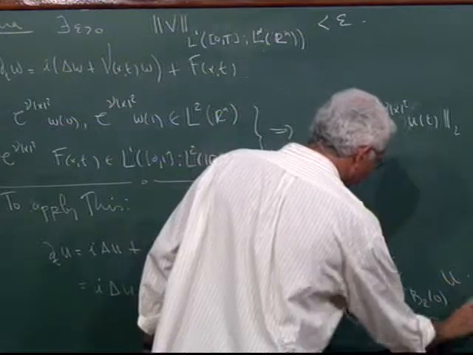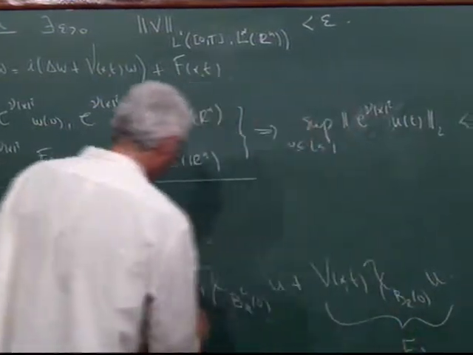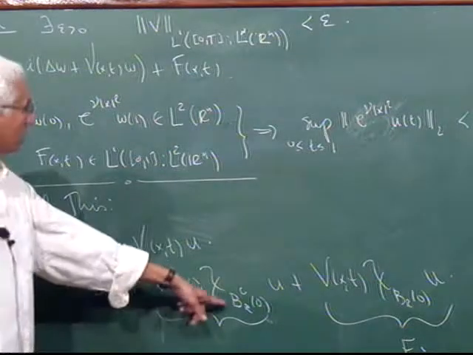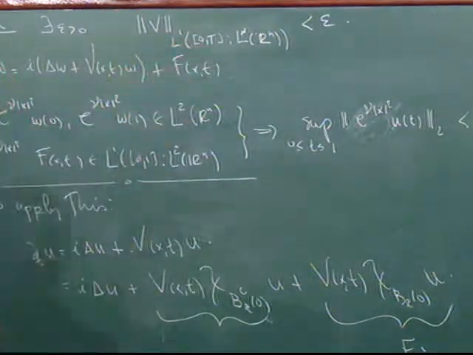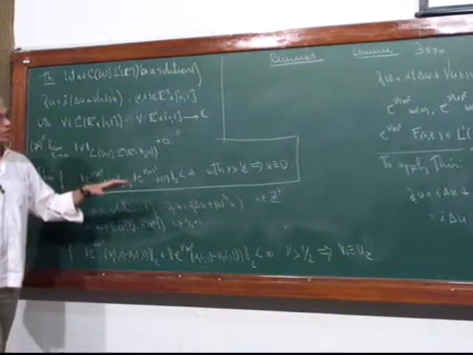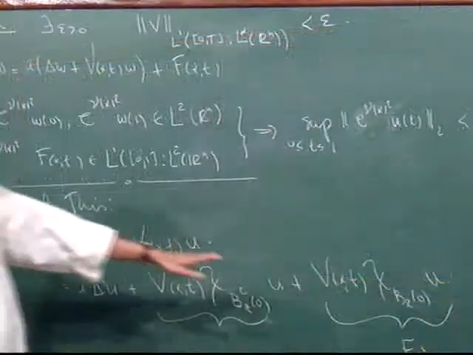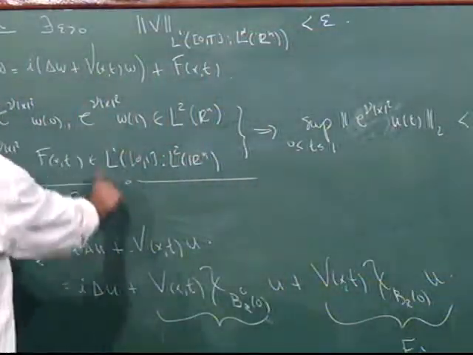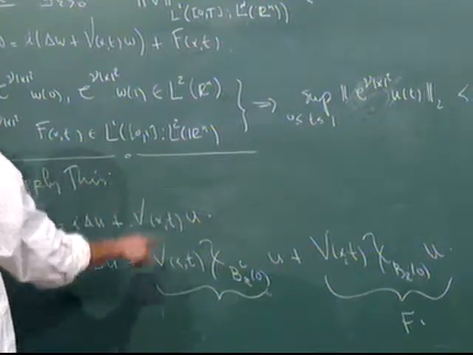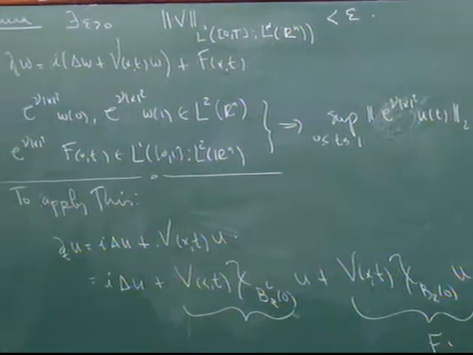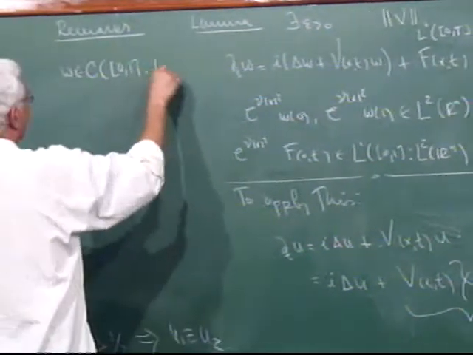This is going to be your external force. This is going to be your potential now. Why is this potential as small as you need here? Because you have this hypothesis. Is that correct? Why does this external force satisfy it? The only thing that you know is that W is in L2.